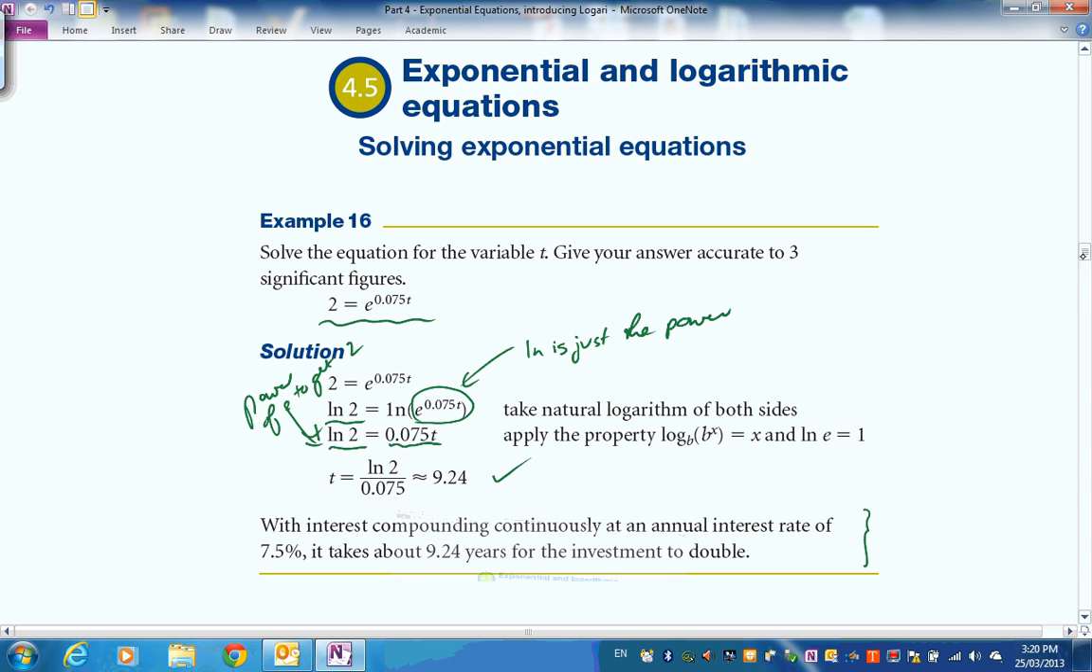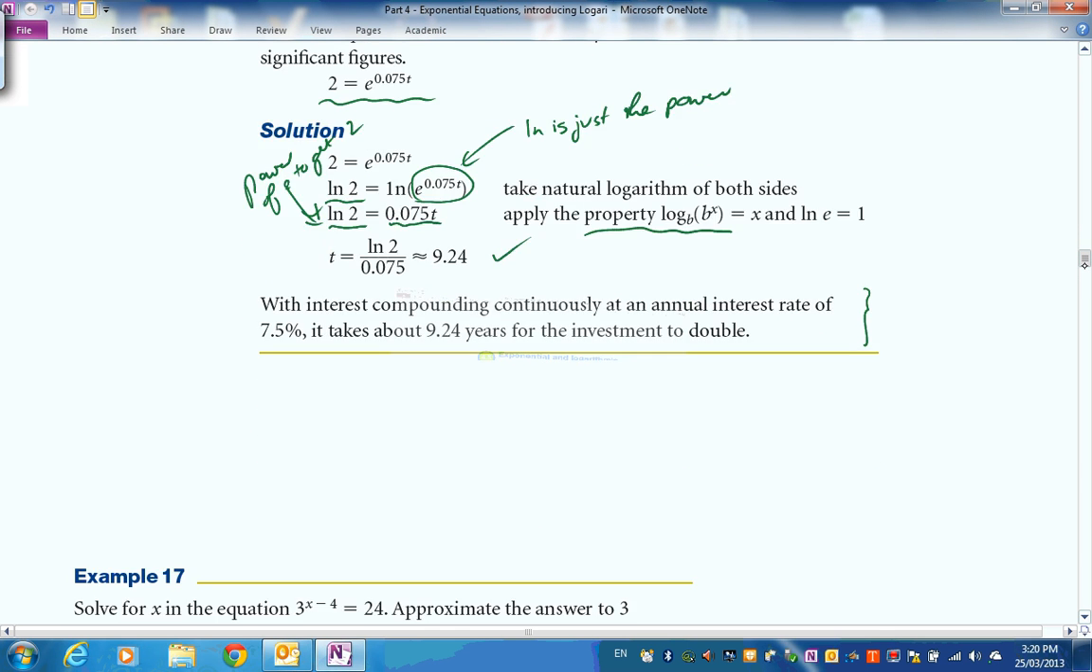Okay, so let's go down. They've got a property here, log to the base b of b to the x. We haven't done that definition. We're going to do logarithms as a separate mathematical function later on. I wanted you to see the reason for finding it, discovering about logs, is actually rooted in solving exponential equations. Let's have a look at another one now.